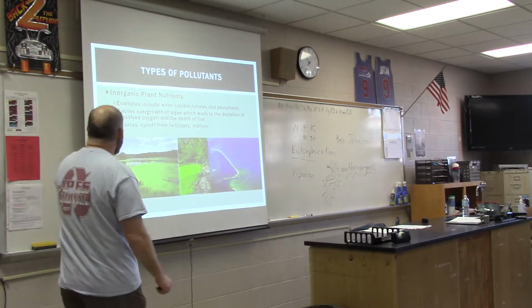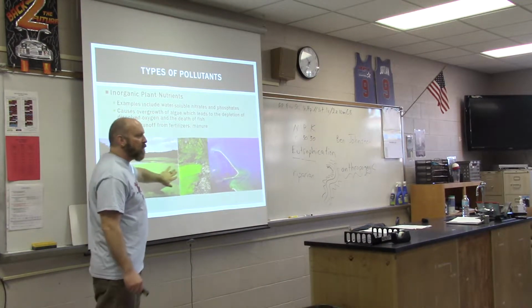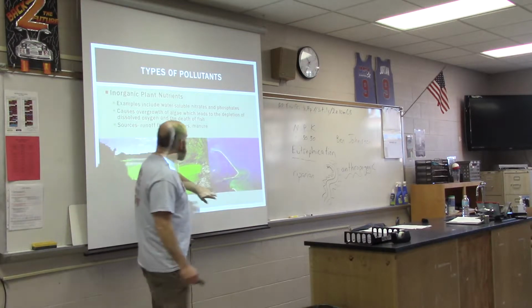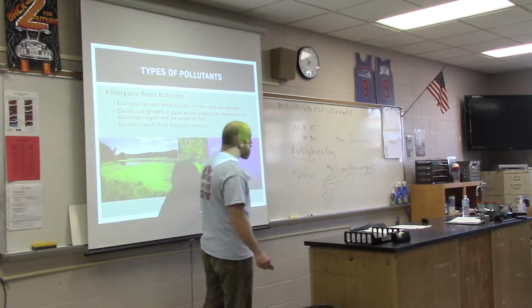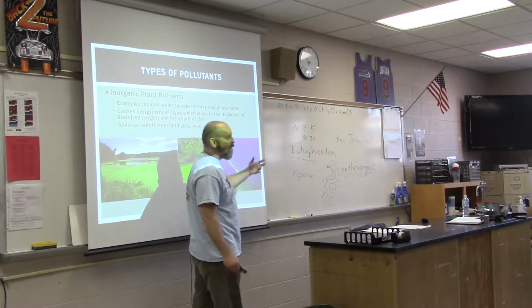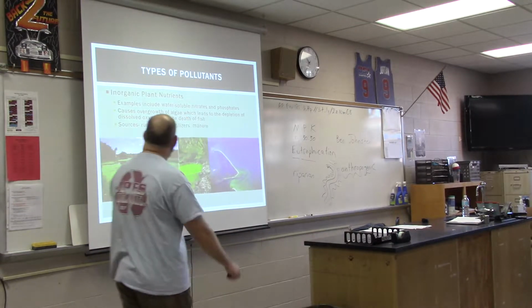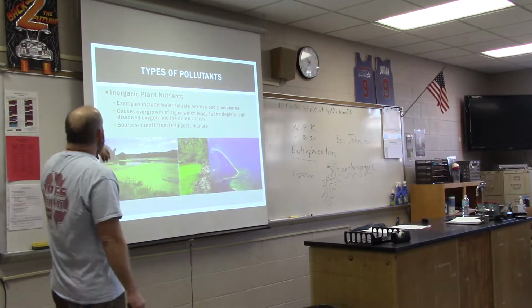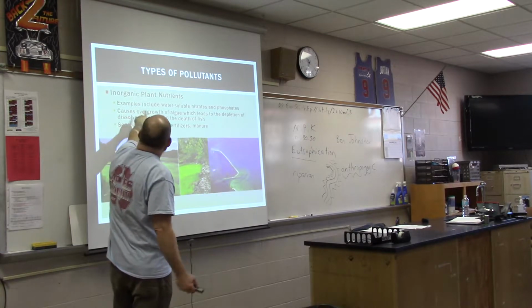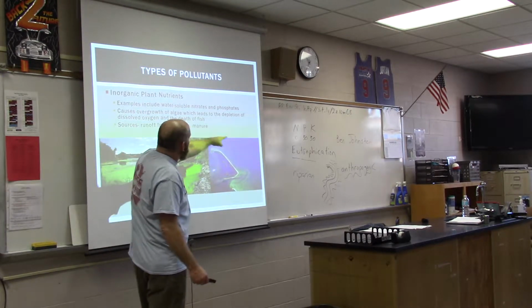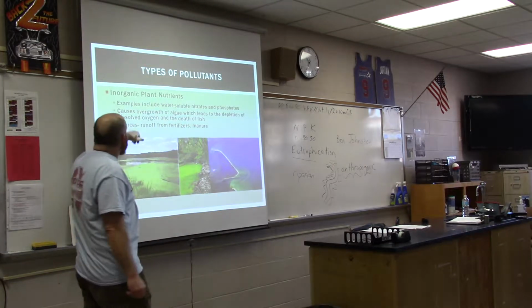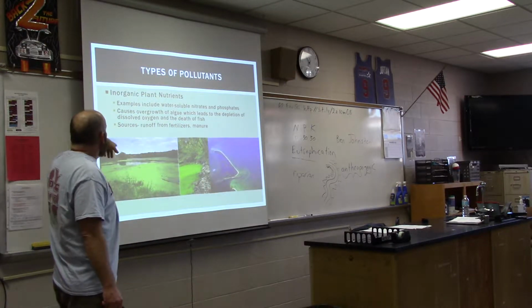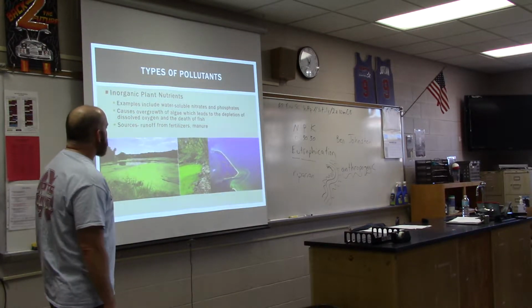So this is showing you eutrophication, algal blooms. You can see all this is not supposed to be there, but you had a lot of excess nutrients going into the water. So inorganic plant nutrients from farms would be nitrates and phosphates, the N, P and K. They cause overgrowth of algae, release the pollution, loss of oxygen, death of fish. Sources: runoff from fertilizers and manure.